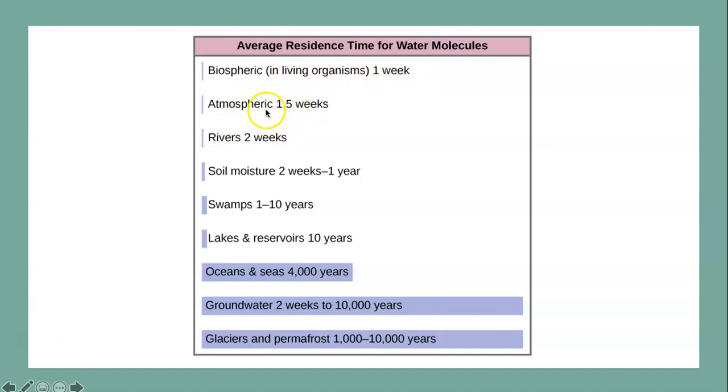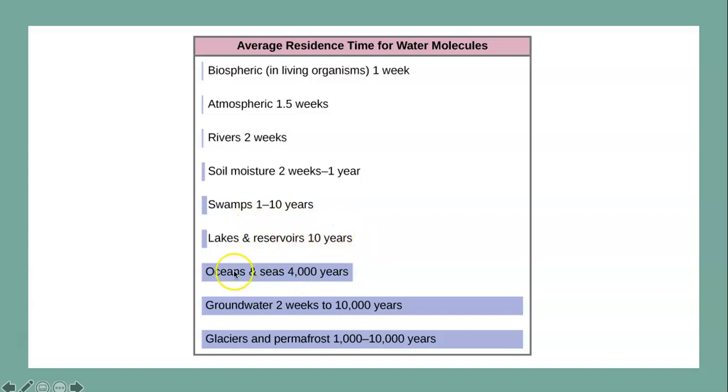If they're in the atmosphere, they might stick around for 1.5 weeks. If they're in rivers, that might be 2 weeks. If it's in moist soil, that could be anywhere from 2 weeks to a year, depending on a lot of different environmental factors. If you're in a wet, damp, muggy swamp, that water molecule could stay around for 1 to maybe 10 years, a decade. If it's in a lake or a reservoir, which is just a big body of water that's probably man-made, it can stay up to 10 years.